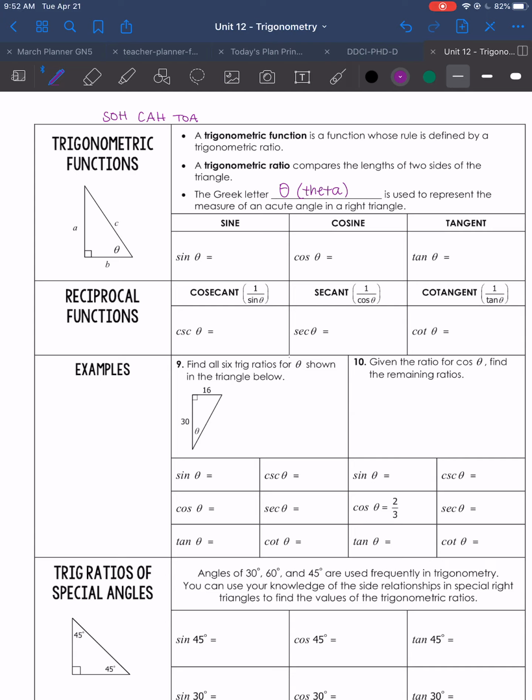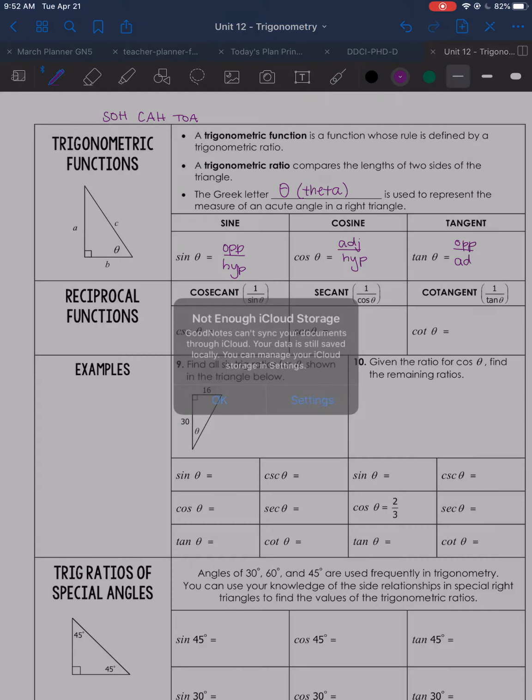So sine, this is where SOHCAHTOA comes in. Sine is opposite over hypotenuse. And then cosine is adjacent over hypotenuse. And tangent is opposite over adjacent.